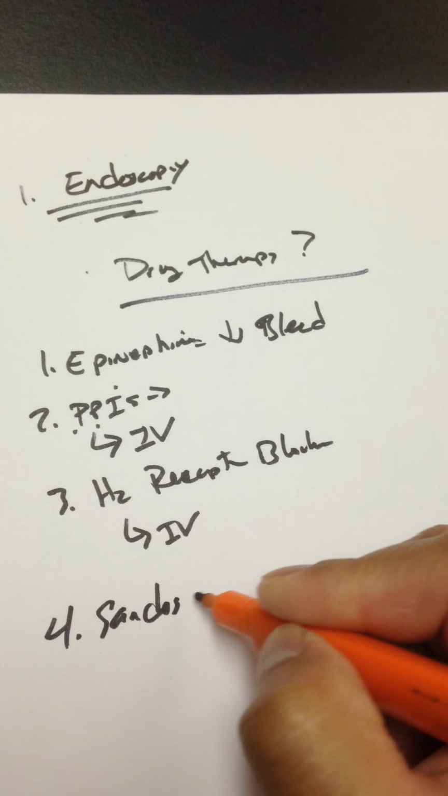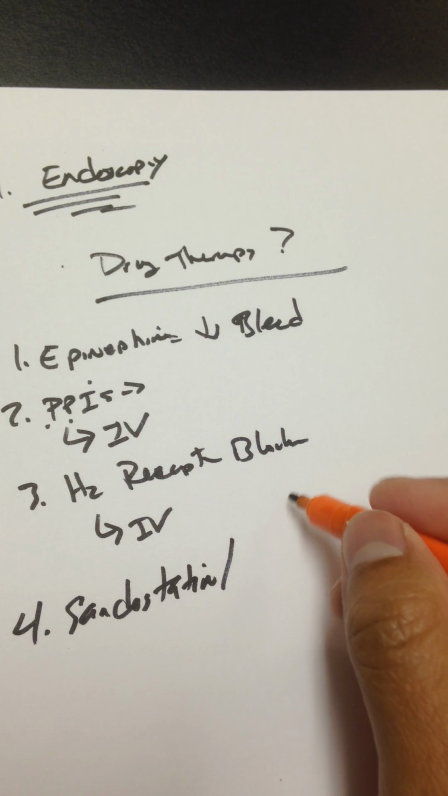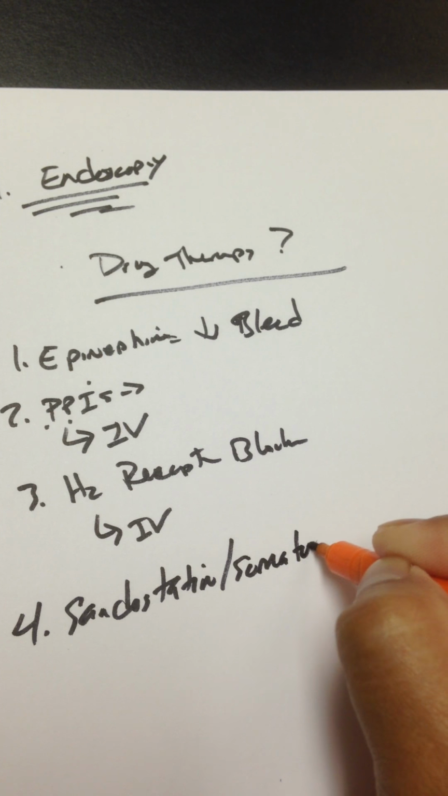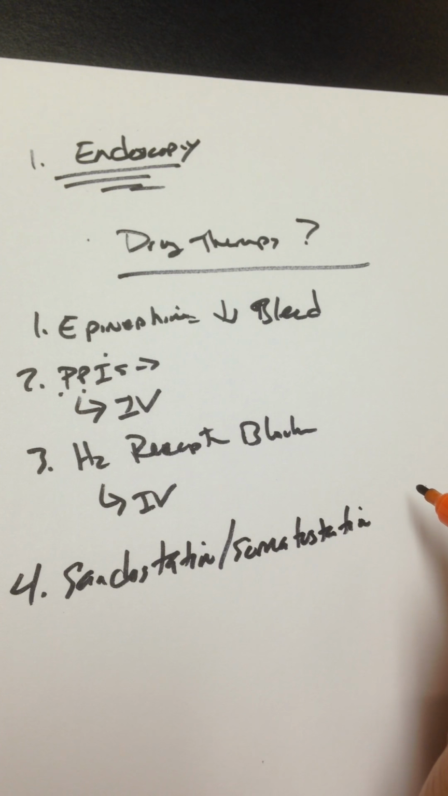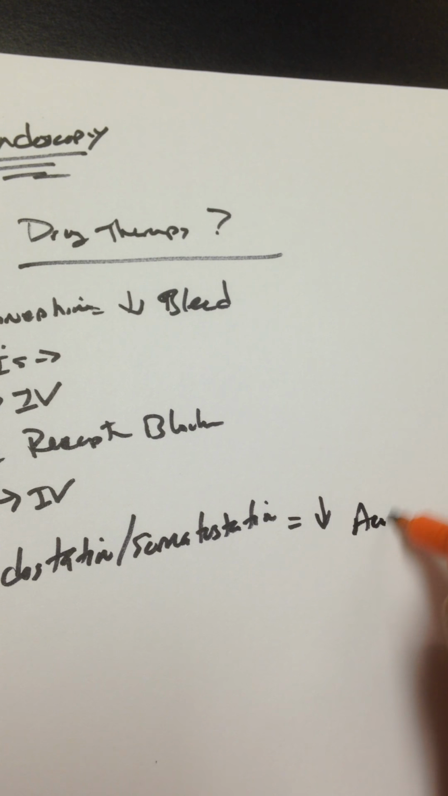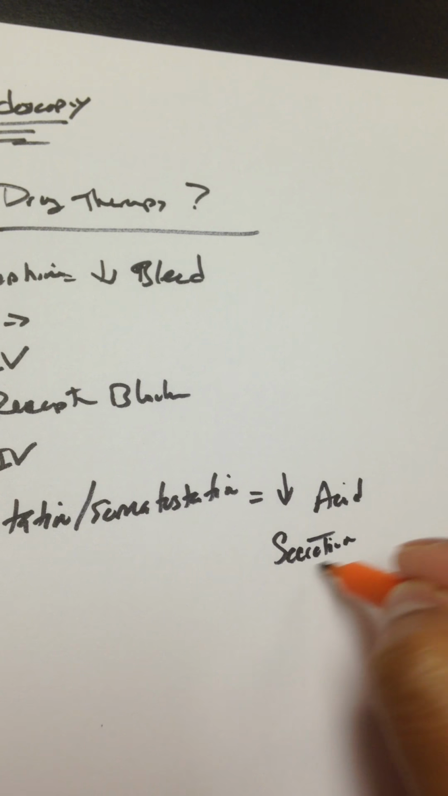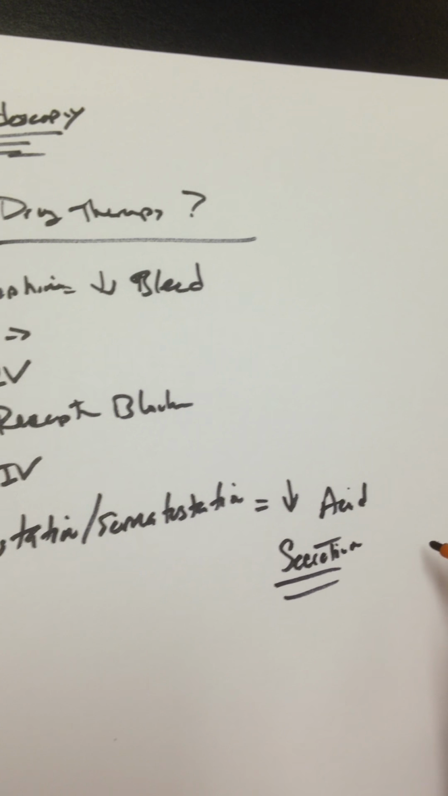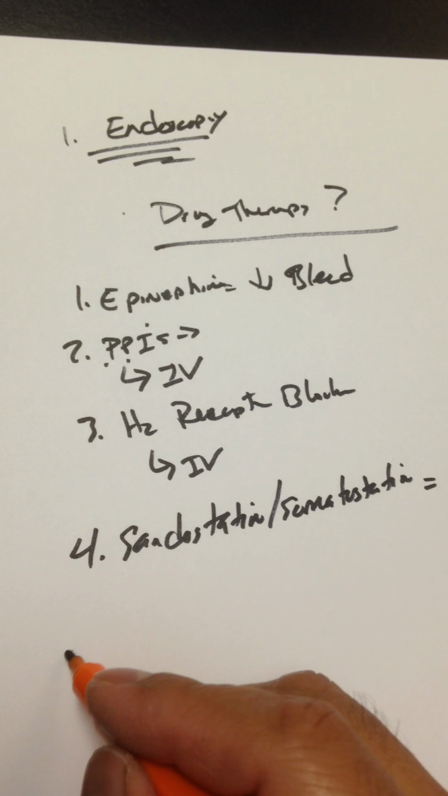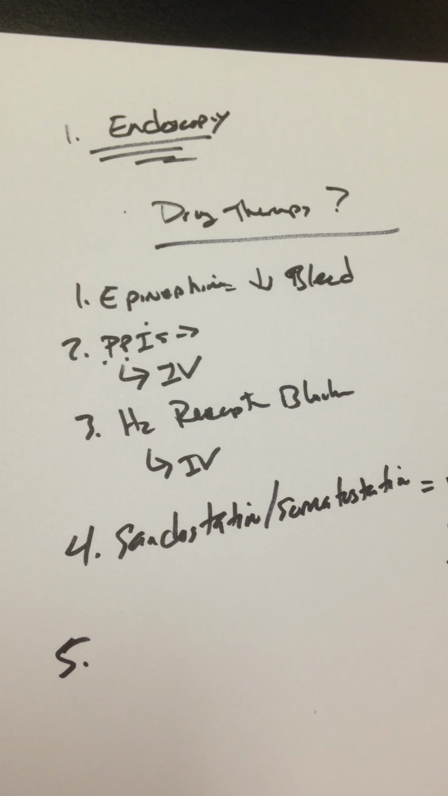You may also give something like Sandostatin or somatostatin. These are going to decrease acid secretion. Again, you want to decrease acid secretion because the acid is what's causing that ulceration. So if you decrease the acidity, you're going to let that stomach and esophagus rest a little bit more and hopefully give it a chance to heal.